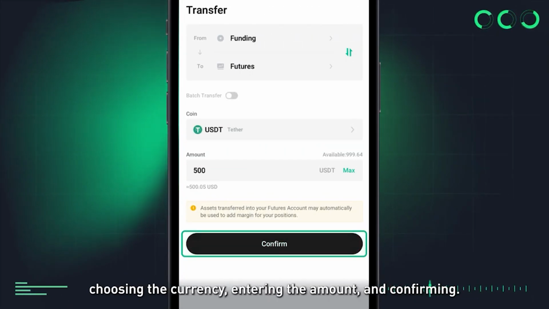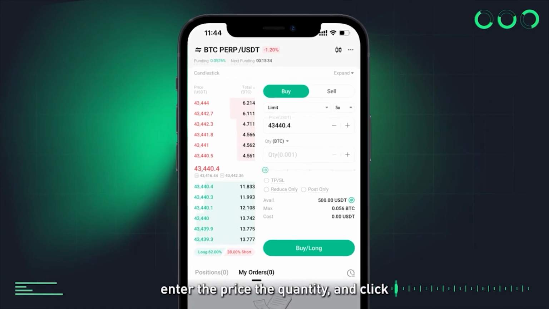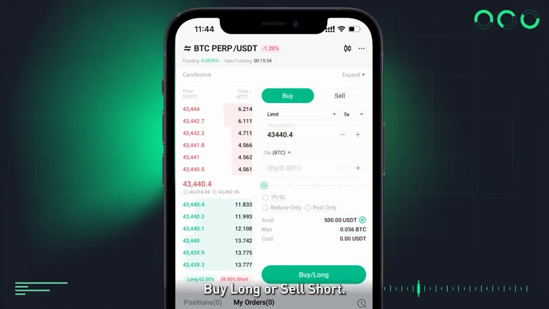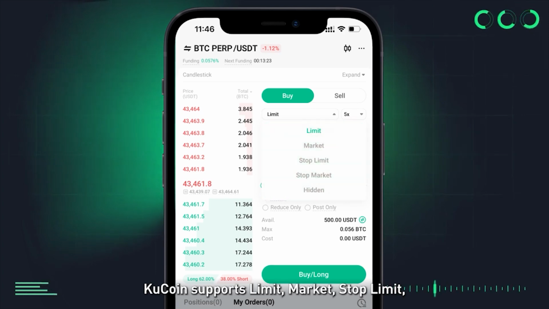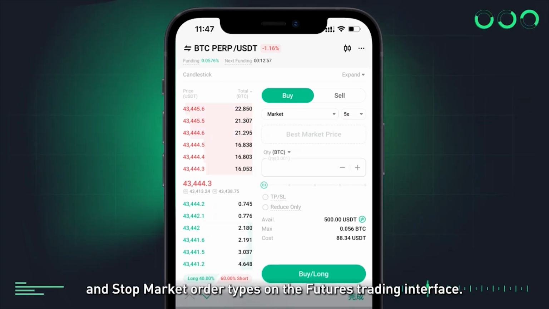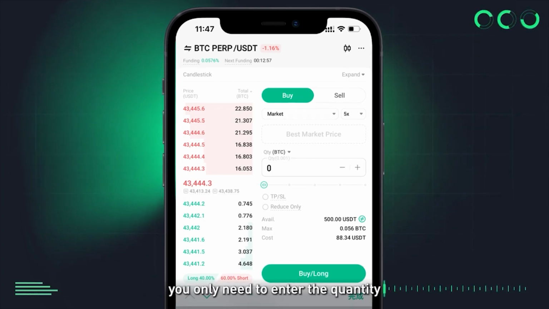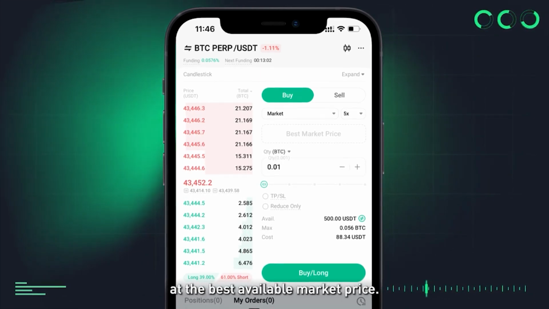Place your order. Choose your order type, enter the price and the quantity, and click buy long or sell short. KuCoin supports limit, market, stop limit, and stop market order types. On the futures trading interface, for a market order, you only need to enter the quantity you wish to trade, and your order will be executed at the best available market price.